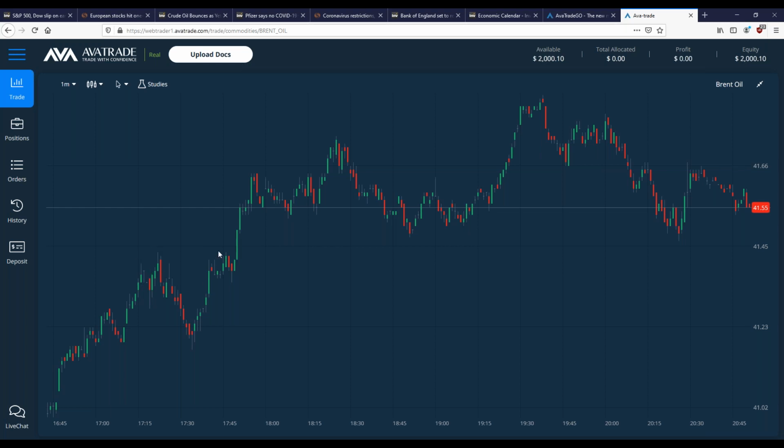Here's the old resistance, which then became support. That same price level, 41.45. Look at that line straight across. Okay, you can see it.